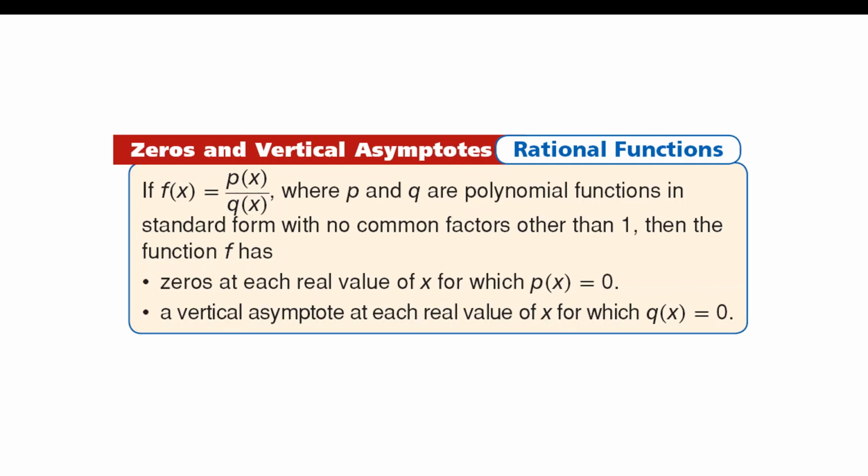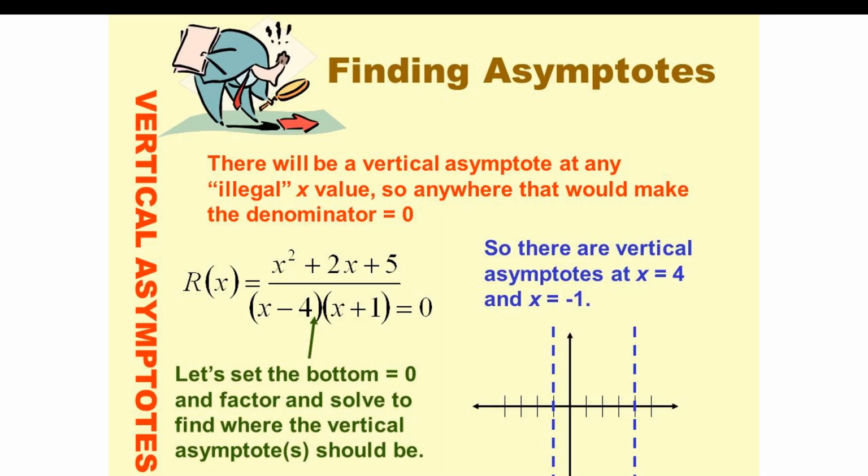All right, now I know that doesn't really mean a lot to you yet, so let's do some more problems with it. Here's another page just kind of saying the same thing. So there will be a vertical asymptote at any illegal x. So that means when we have an x in our denominator, all right? So anywhere that would make the denominator equal 0.